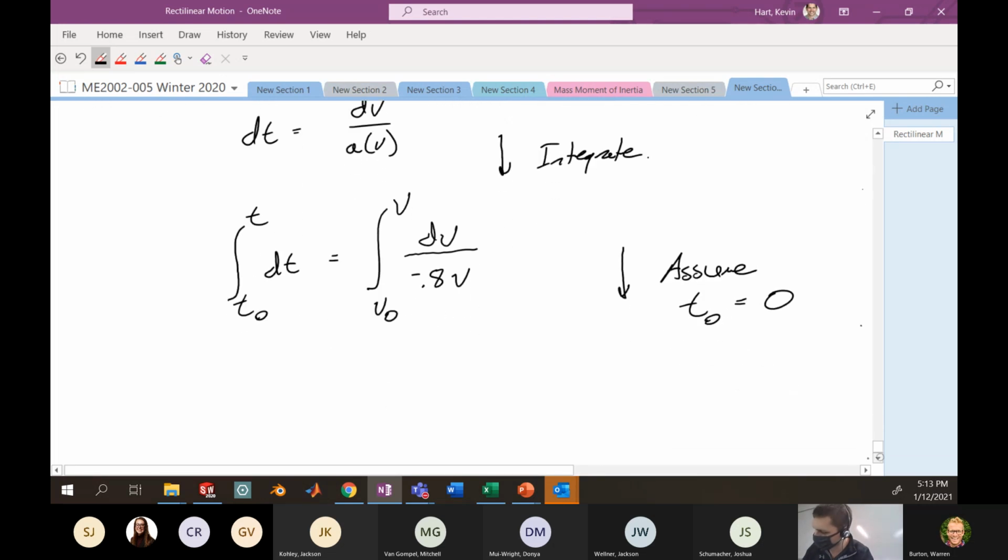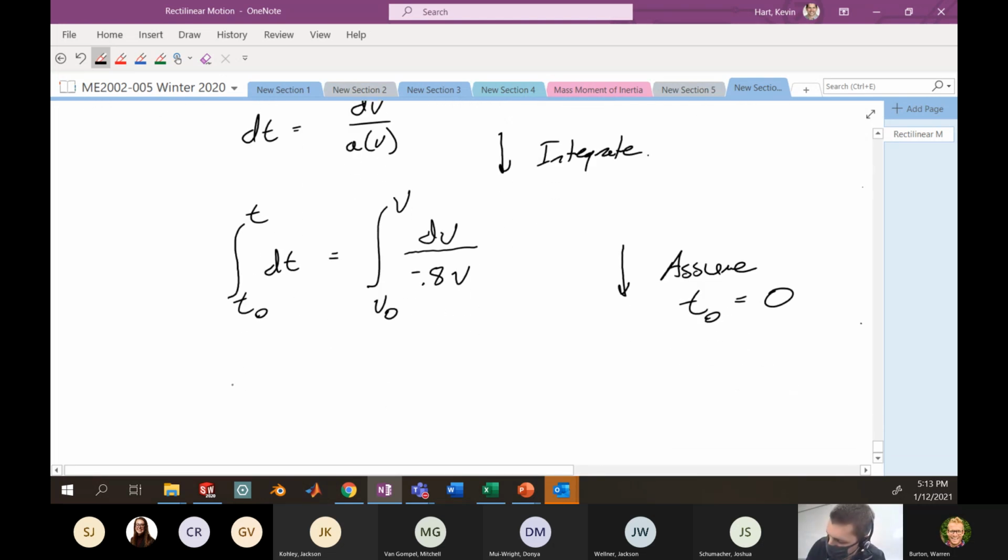All right. So on the left-hand side here, we're just going to have t minus t0, or if we assume that the initial time is 0, it's just going to be t on the left-hand side. That is going to be equal to, here we have a constant 1 on negative 0.8 we can pull out. And then the integration here is the integral of 1 on v dv. Anyone know this integral off the top of their head?